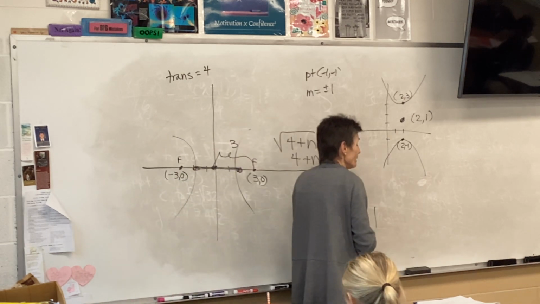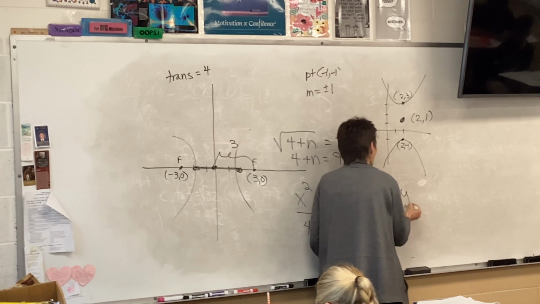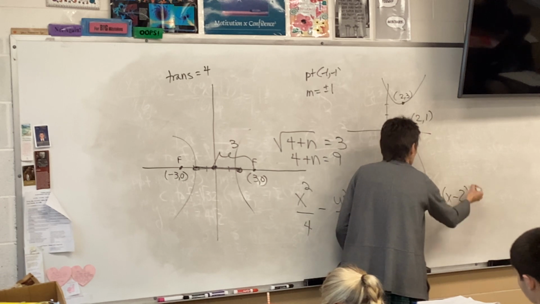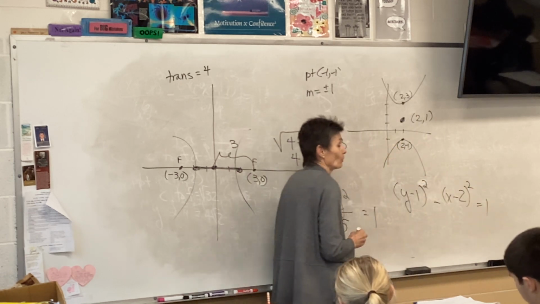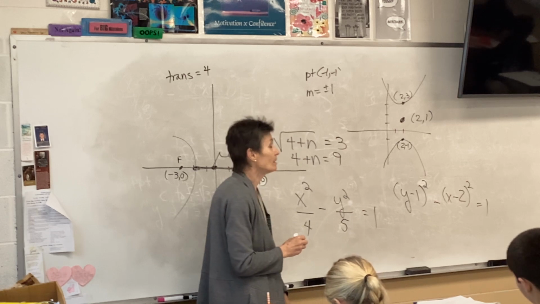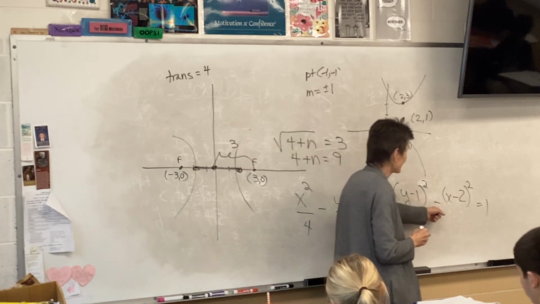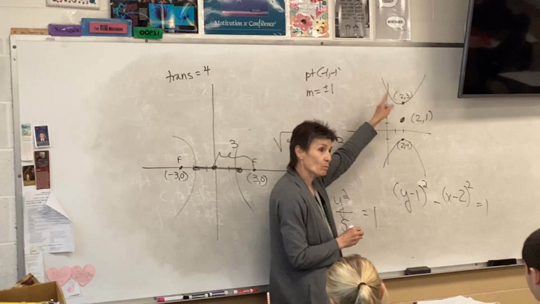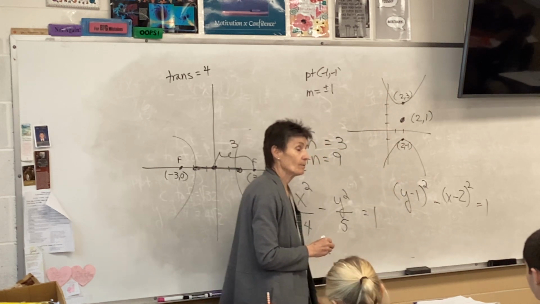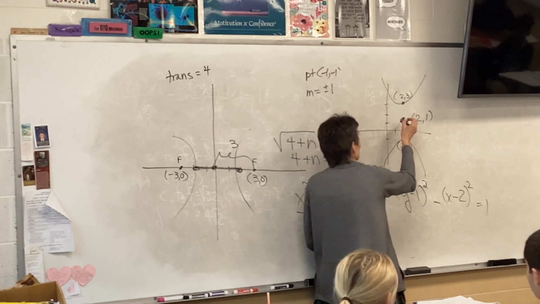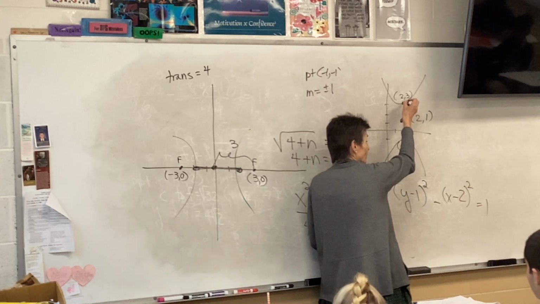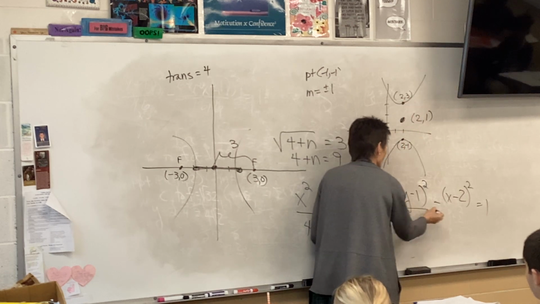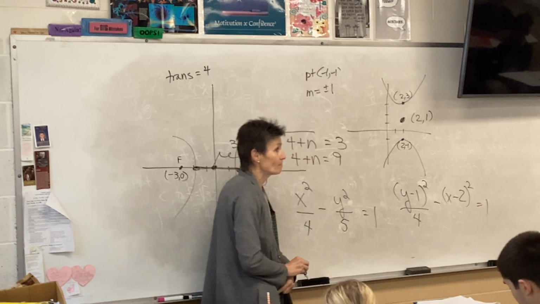Now, which way is it open? Up and down, which means y comes first. In a hyperbola, you have to worry about that. You have to pay attention to whether it's y squared minus x squared or vice versa. Everybody understand why I did y squared first? Okay. Now, from here to here, I went up and down 2, which means under y must be a 4.